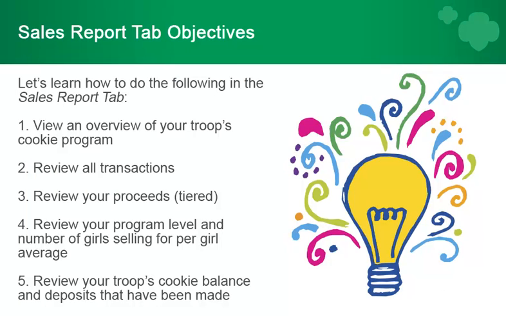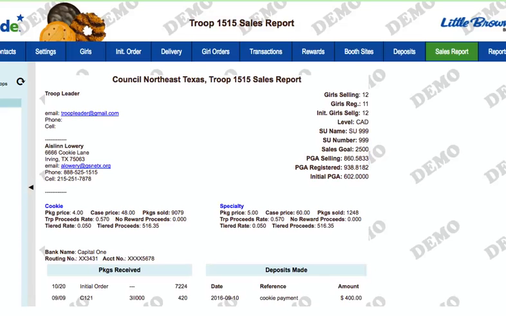The Sales Report tab has an overview of your troop's cookie program. You can review all transactions, your proceeds, review your program level and the number of girls selling for your per girl average, and review your troop's cookie balance and deposits that have been made. This is your troop's sales report. This has a ton of information.